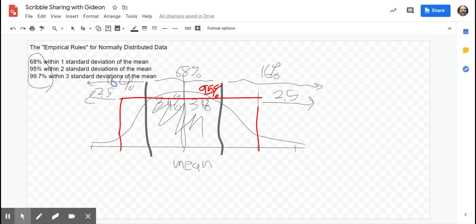And you can even do some work here if you know there's 2.5% above 2 deviations, but there's 16% above 1 deviation. Then you can do a little subtraction and figure out that there's 13.5% right in here. Just like the 34% over here makes the 68. To get to 95, you have to add 27 to 68, 13.5 on both sides.